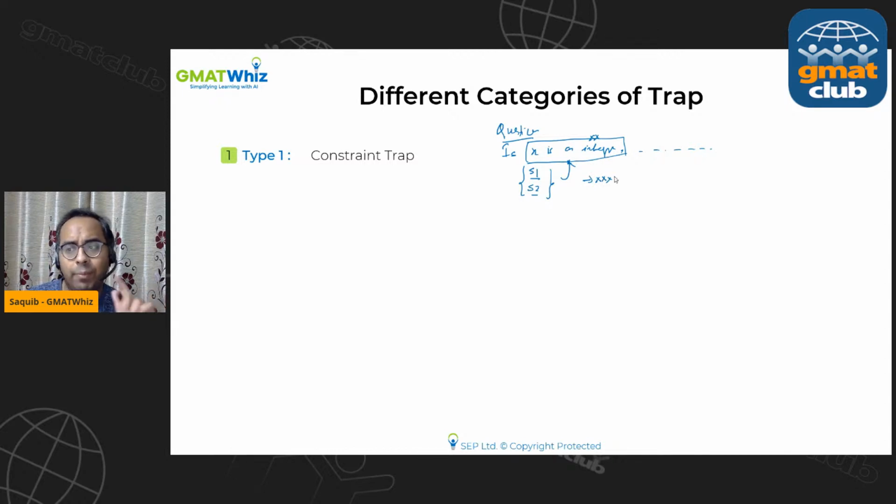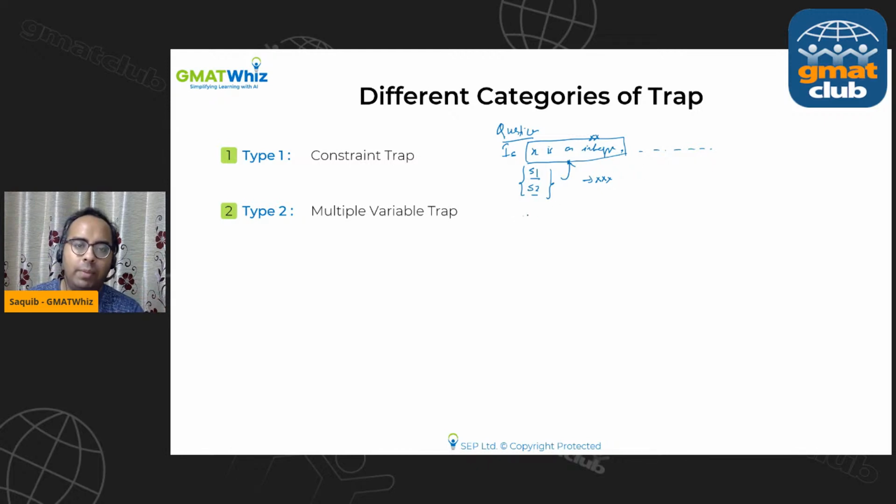And this is a very common kind of trap both in DS and PS, where you miss out on information. You think it's trivial. They're just telling you x is an integer, which is almost every time given. So you discard it without realizing that it might help you get the answer. Okay. The second kind of trap, which in my opinion is the multiple variable trap. Now, what do I mean by a multiple variable trap?